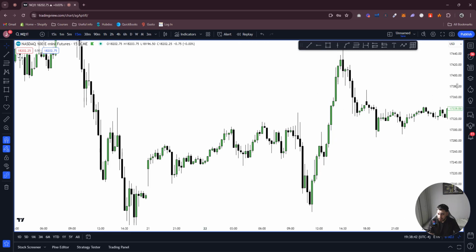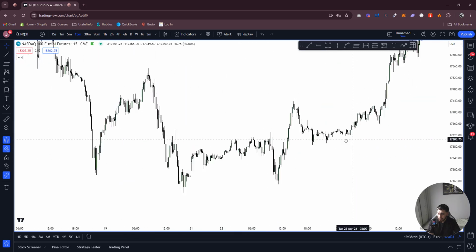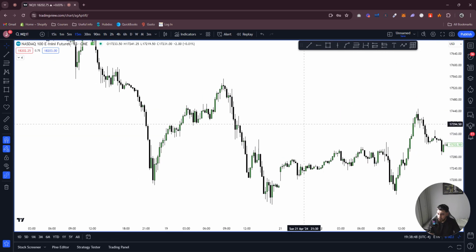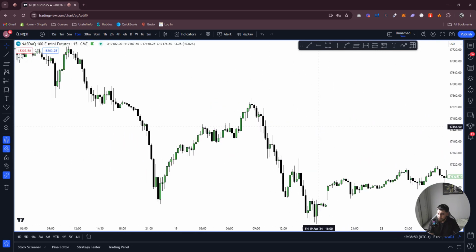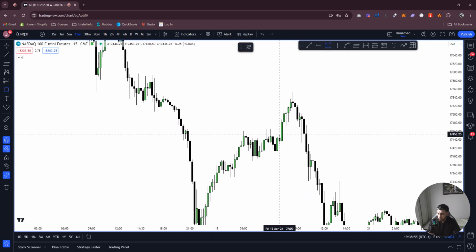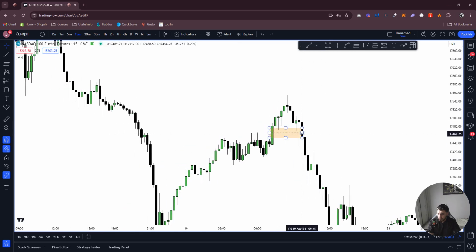Let me see if I can find another example here really quick. Preferably a bearish one, right? I want to look for a bearish inverse fair value gap. So this is perfect actually right here. So we have this fair value gap, right? We've used it, and we've tapped into it a couple times already.